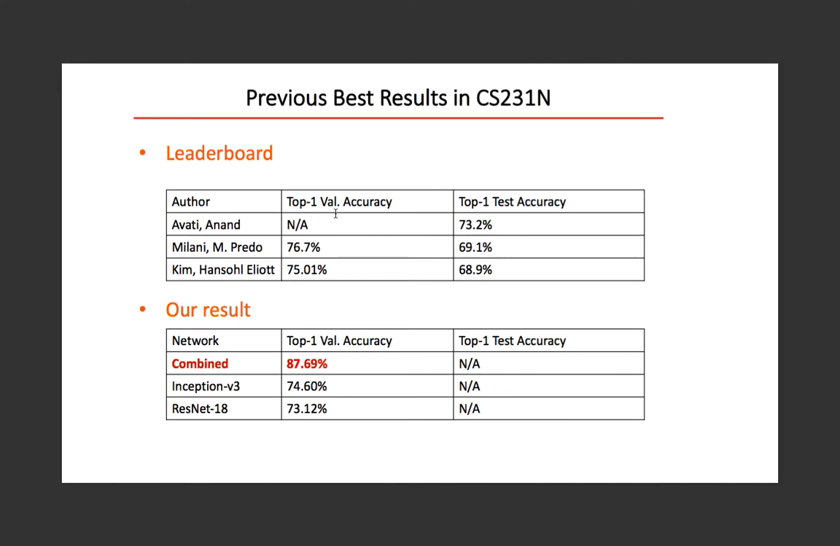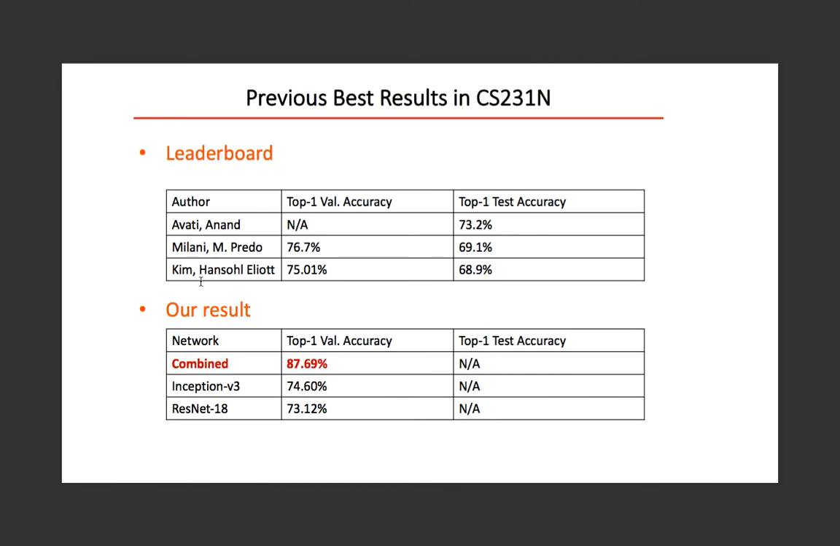model uses transfer learning to train an Inception v3 network and achieved validation accuracy of 76.7% and a test accuracy of 69.1%. And the third person, Kim, also used transfer learning on a ResNet 18 network and achieved 75.01% of validation accuracy and 68.9% of test accuracy.